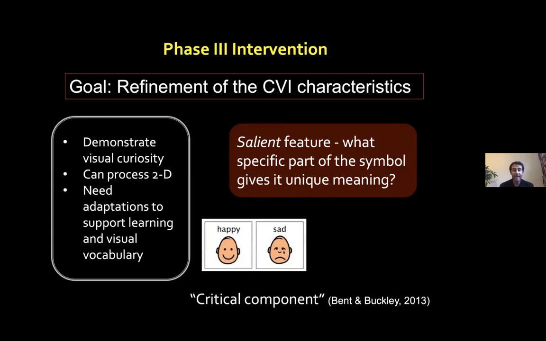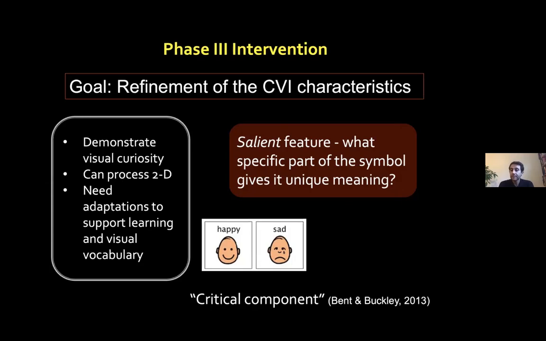I want to give the example of these line drawing symbols. These are Mayer-Johnson or PECS symbols, P-E-C-S, Picture Exchange Communication System. These are symbols that are often used for students with autism. And I want to talk about why these are pretty much inappropriate for students with CVI as an example.